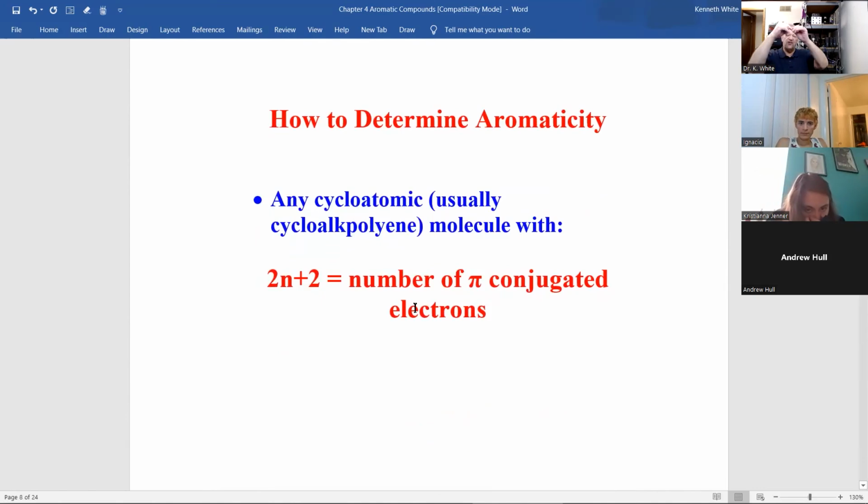Now, switch is off. To determine if a compound is aromatic or not, it's cyclic, meaning it's got a ring or rings, and it has 2n plus 2 pi electrons that are conjugated. N is a whole number. In benzene, n is 2. That will never be on a test.